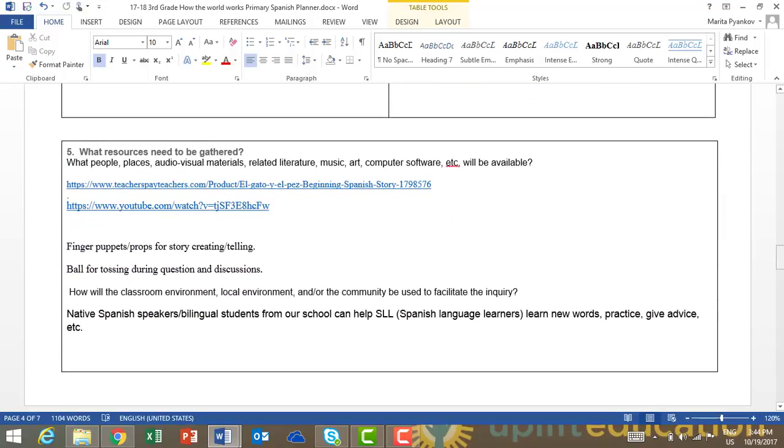Box 5, I have the Teachers Pay Teachers link for the book and the YouTube video. And box 5 is where we're going to write all the resources that need to be gathered. Anything that you choose to do that you'll need to be able to go back and refer to, make sure you're ready for your unit, is going to go in this box.